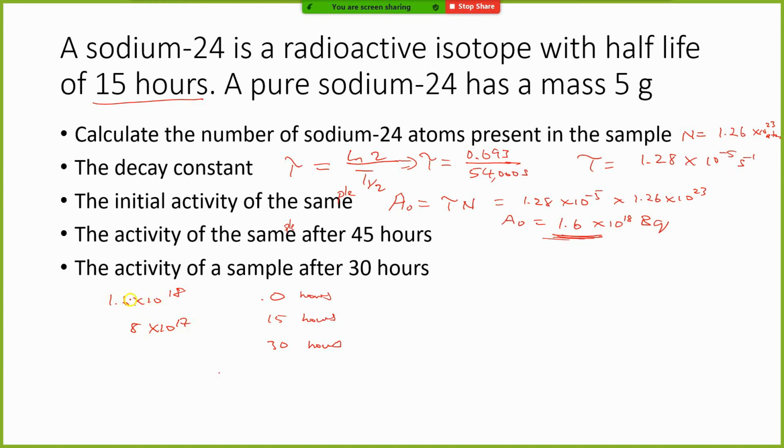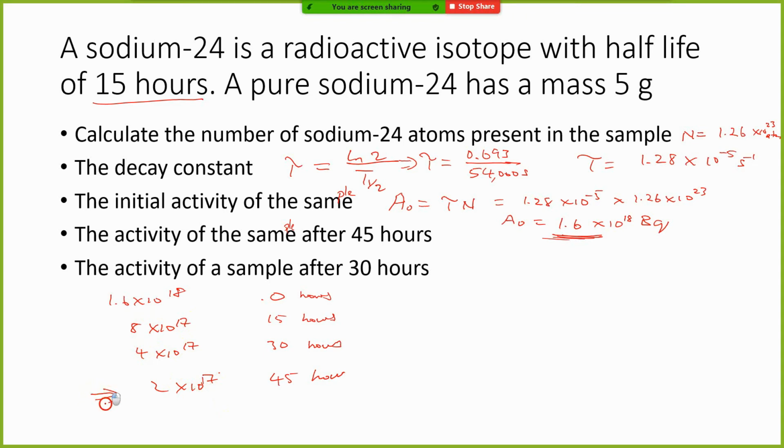I was doing a little bit of craziness with the maths right here, so sorry about that. So now the next one should be 4 times 10 to the 17. Then the next one, which is going to give us 45 hours, which is the third half-life, is going to be 2 times 10 to the 17. This is what I wanted to get at, right? But I kept mixing up some numbers here.